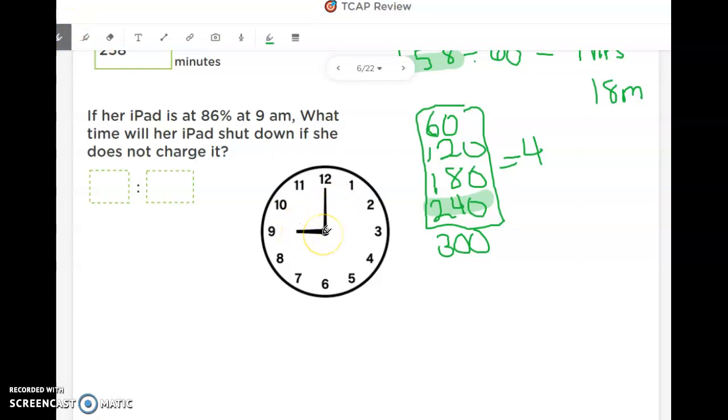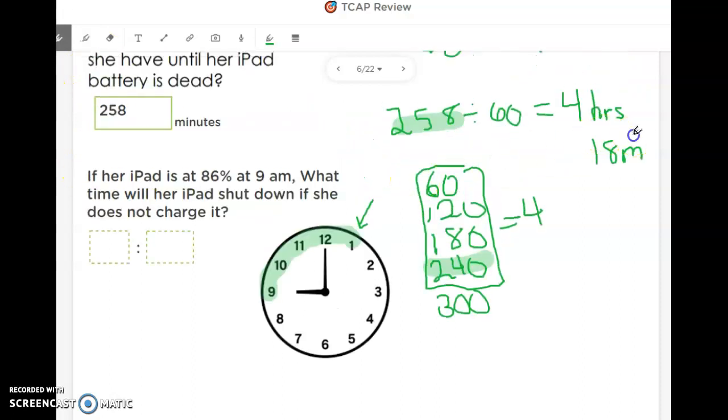All right, so here my clock reads 9 o'clock. If I know that I need to count 4 hours, 1, 2, 3, 4, there's 4 hours at the 1 o'clock. So far it's 1 in the afternoon, and then we have 18 minutes. So that means that at 1:18 in the afternoon, her battery will be dead if she does not charge her iPad.